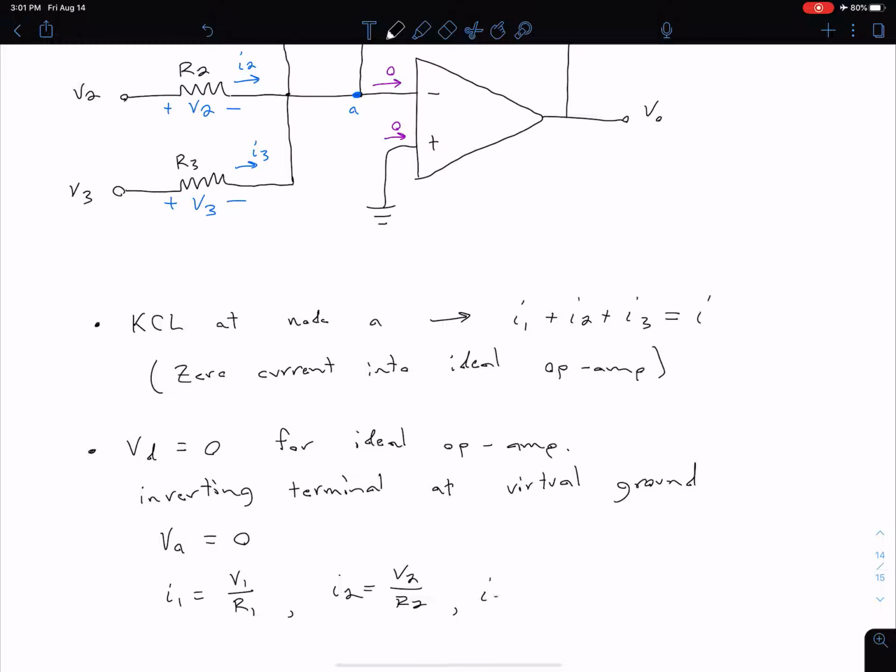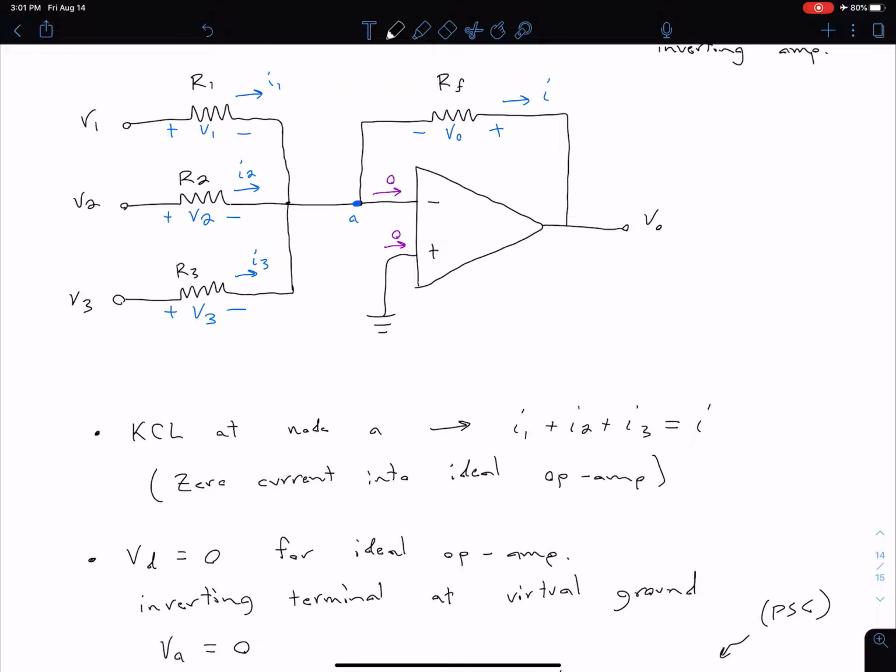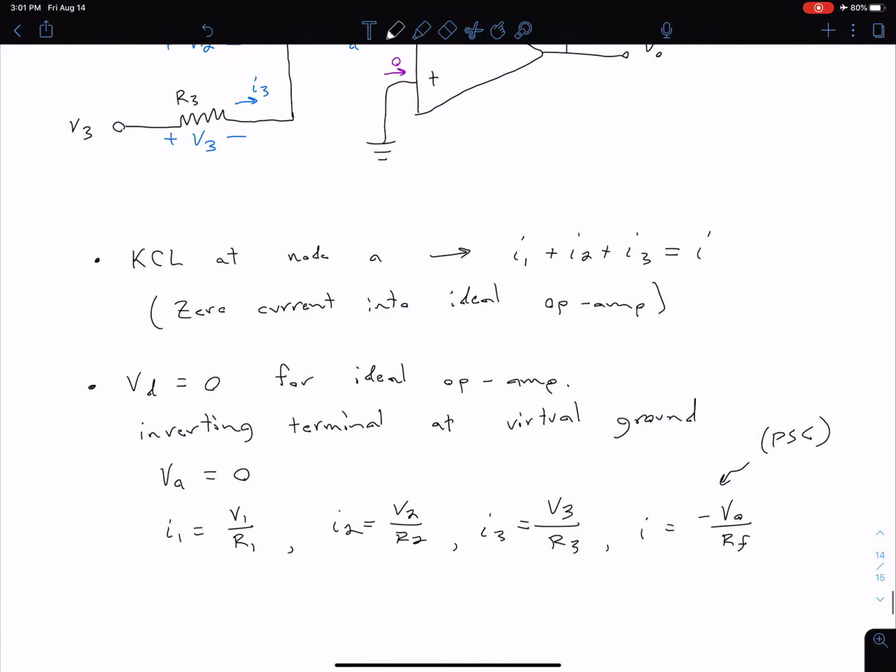Our I3 is going to be V3 over R3. And then finally, our I is going to be equal to negative V out over RF. And so the reason we have this negative sign is of course because of passive sign convention. If we come back up here and we look at this, we see our reference current I is going through a voltage rise. So we fall into that otherwise category for our passive sign convention, which means we need a negative sign in any equation relating current and voltage.